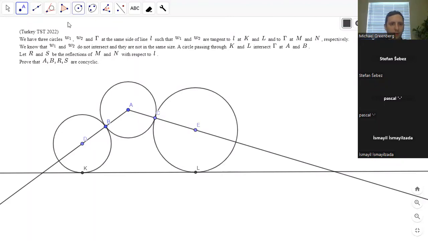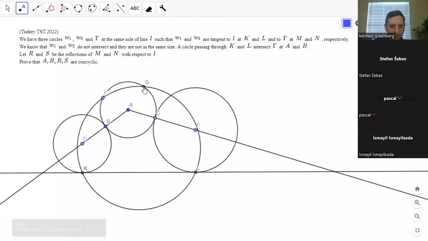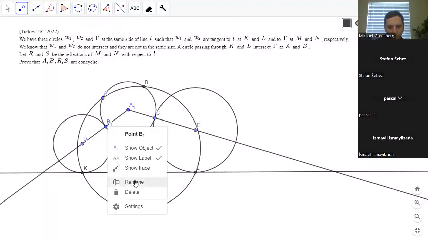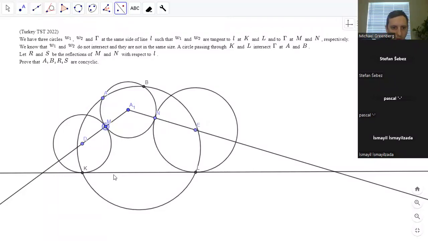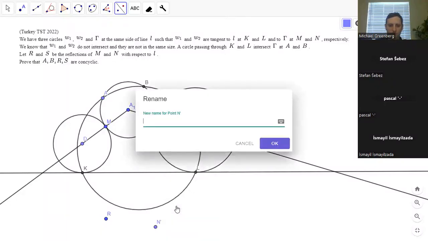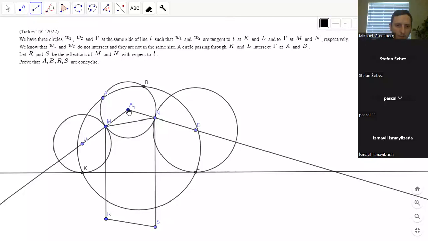And then we have a circle passing through K and L. This would be A and B. And then we reflect M and N, and that should be R and S. We'll just draw this isosceles trapezoid to make it more obvious. Call this O.